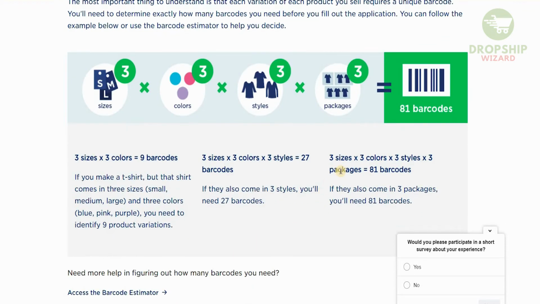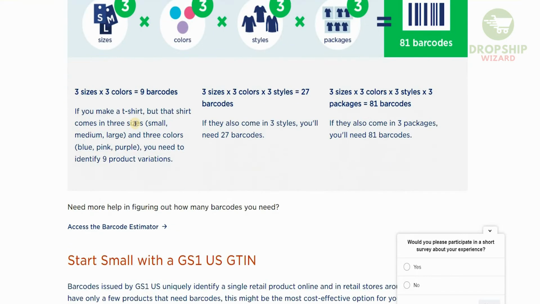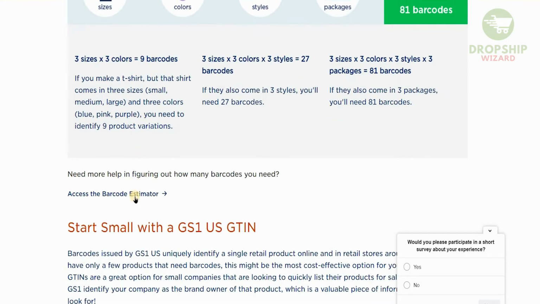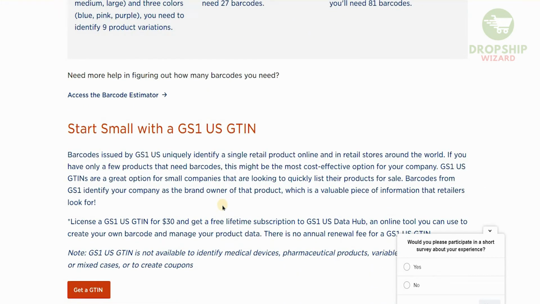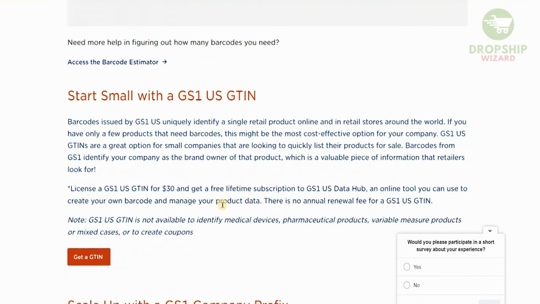But if you go for 3 sizes, 3 colors, and 3 styles with 3 packages, you are going to need 81 barcodes. So you can clearly see they've mentioned exactly what you need to do and how you need to do it. But if you still need help, you can always click on the barcode estimator to help you in this process. You can always start small with the GS1, and obviously with the barcodes, it's very simple.